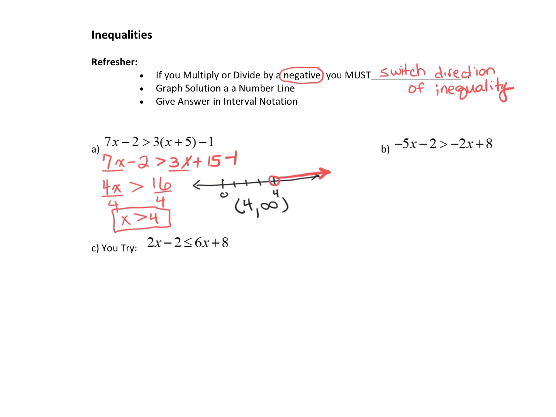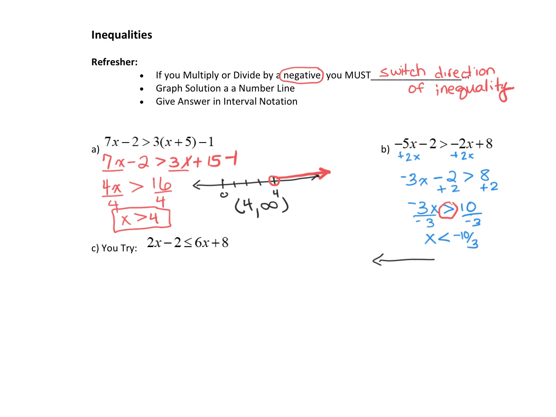For our next example, I'm going to add 2x to each side, just collecting like terms. Negative 3x minus 2 is greater than 8. I'll add 2, so I get negative 3x is greater than 10. And then I'll divide, only this time I'm dividing by a negative. And when I do that, I have to switch that direction. So I'm going to end up with x is less than negative 10/3.